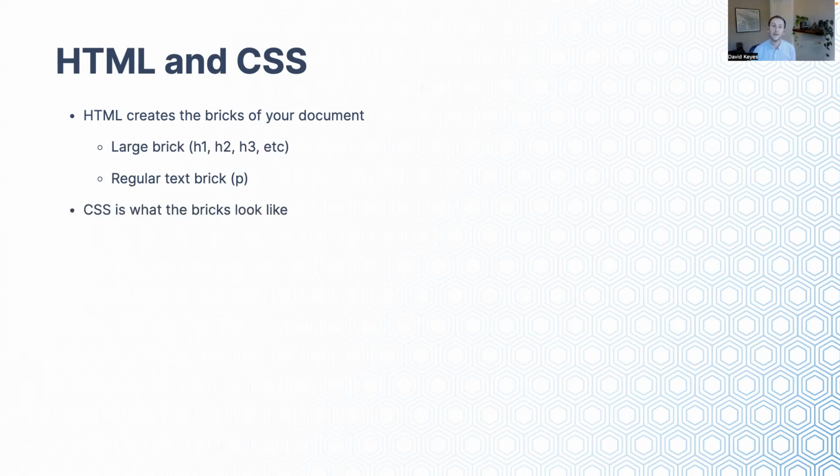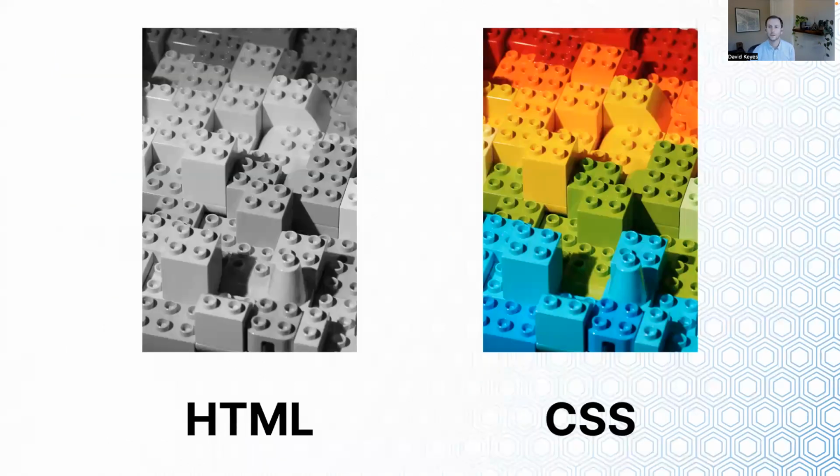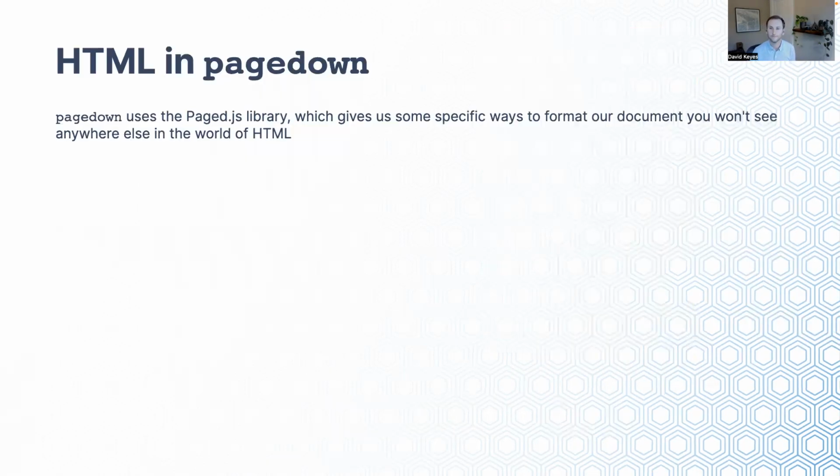And then the CSS is what controls what the bricks end up looking like. Things like text size, color, shape, etc. And so this is what Thomas, my consultant, put together to highlight how HTML is the bricks, and then CSS is, in this case, the color of what they end up looking like.